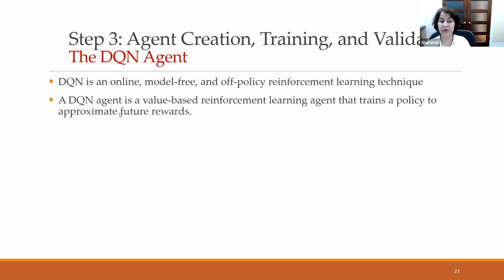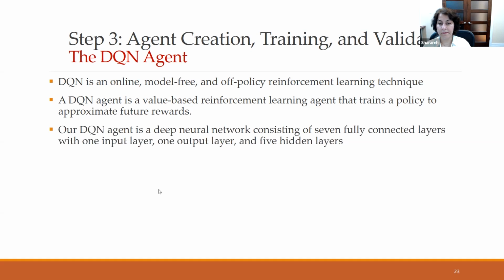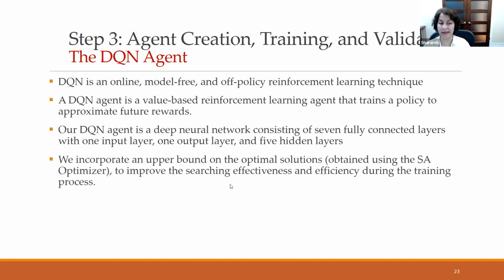And also the DQN agent is a value-based reinforcement learning method that is able to train the policy to approximate future reward. The architecture of our DQN is a deep neural network, which consists of 7 fully connected layers with 1 input, 1 output, and 5 hidden layers. And again, we incorporated an upper bound using the simulated annealing optimizer to improve the searching effectiveness and efficiency during the training process.